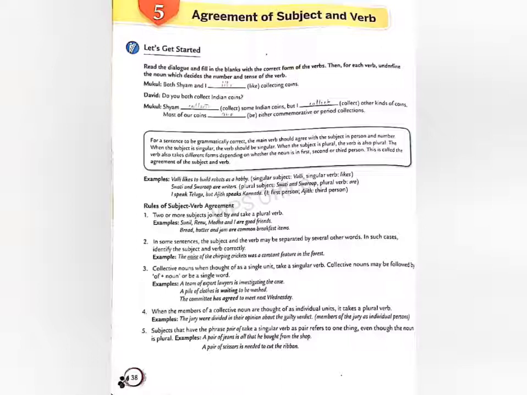Next we have subjects that have the phrase pair of. Take a singular verb as pair refers to one thing only, like a pair of jeans, a pair of scissors. These have two parts but they are united. That means they are a single entity, and with a single entity we always use a singular verb.